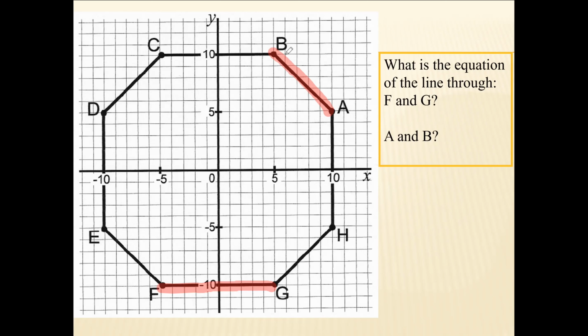Very good. Y is equal to -10 for F and G. What about A and B? For A and B, you need to find the relation between the x and y coordinates of both the points. So the equation becomes x plus y equals 15.